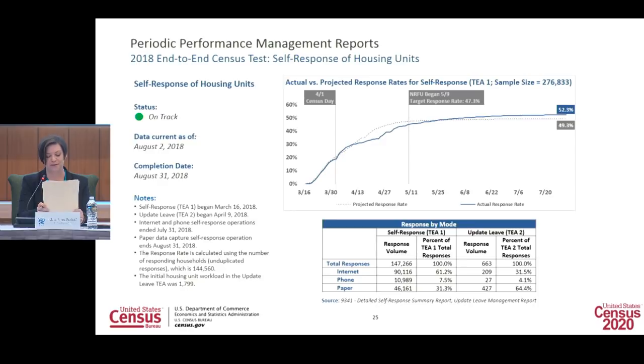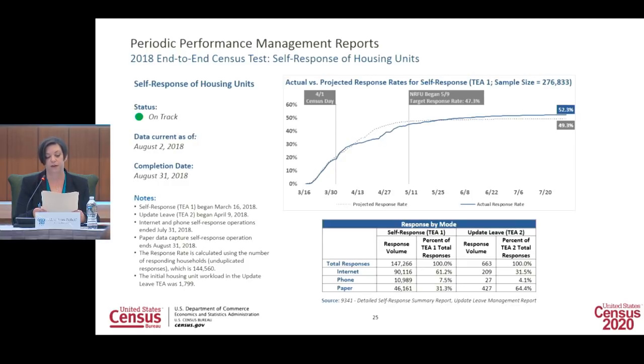All right, now let's dig into some preliminary results from the 2018 end-to-end census test. This is one of our periodic performance management reports that we generate throughout the test to keep an eye on how response looks at a high level. As background, self-response from our self-response type of enumeration area, or TEA1, started on March 16th. Internet and phone self-response operations ended July 31st. Paper data capture self-response operations are still underway, but as you might imagine, our volumes are minimal at this point, so the data on this slide and the following slides represent essentially self-response for the test.